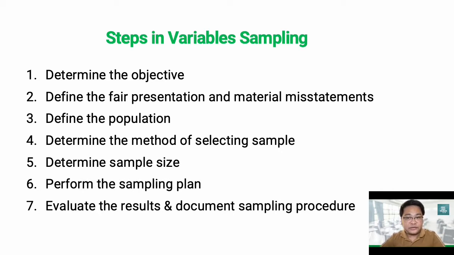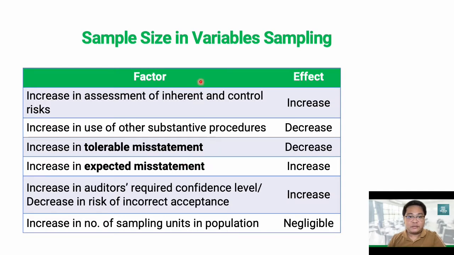In TOC, we also have a similar one here in substantive test. We just have to know the parameters. Here are the parameters that we consider in variable sampling. If there is an increase in assessment of inherent and control risk, an increase in risk, then it will result in an increase in sample size. If there is an increase in use of alternative audit procedures, it will decrease the sample size, because you have another way of supporting your objective.